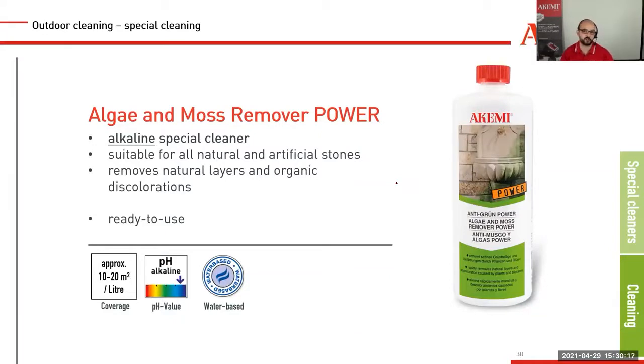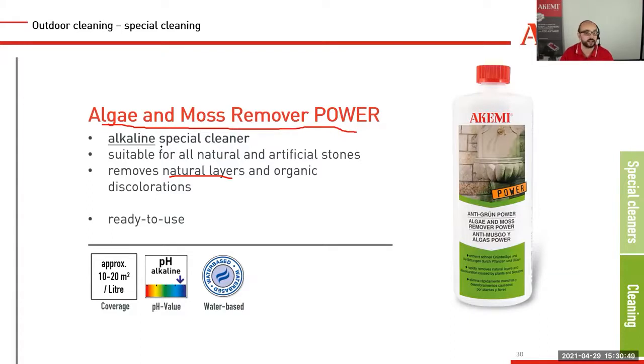This is actually one of the most typical stains, these natural layers and organic discolorations. During fall and winter, you get a lot of leaves on top of your natural stone, ceramics, etc., outdoors, and they leave these organic discolorations on top of it. Or some of the stones also absorb these discolorations, and there you need a special cleaner to remove them. And this is the Argan Moss Remover Power.